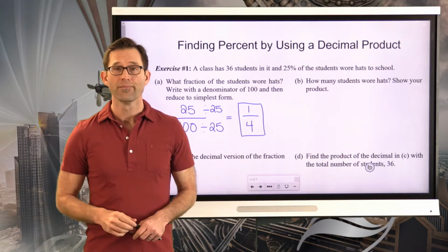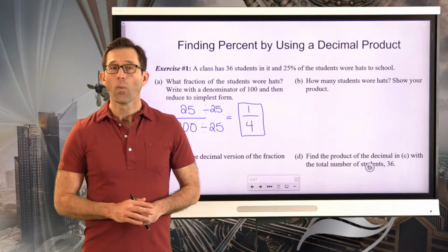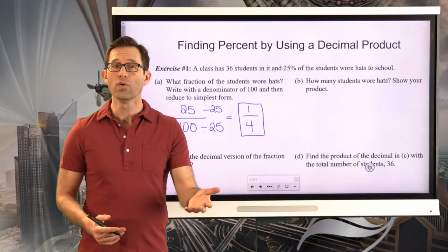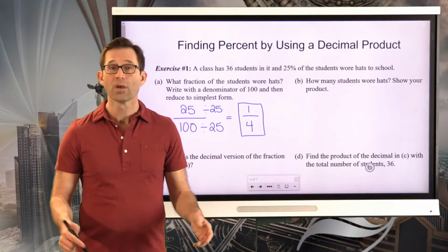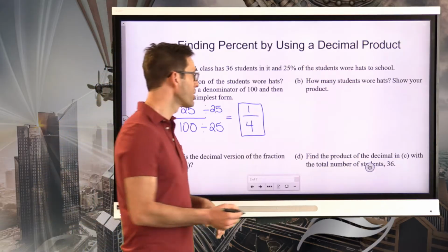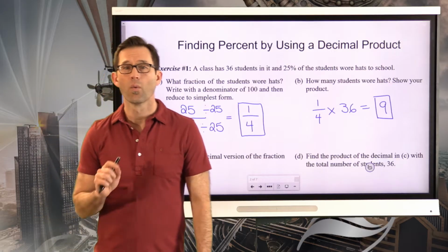Now let's take a look at letter B. How many students wore hats? Show your product. So as we all know, once we know the fraction that a part represents of a whole, all we need to do to find the part, in other words, the number of students who wore hats, is to simply take this fraction, multiply it by the total, and that will give us our part. So, in this case, we have 1/4 times 36, and that's simple because that's just 36 divided by 4, which means we have 9. 9 students wore hats.